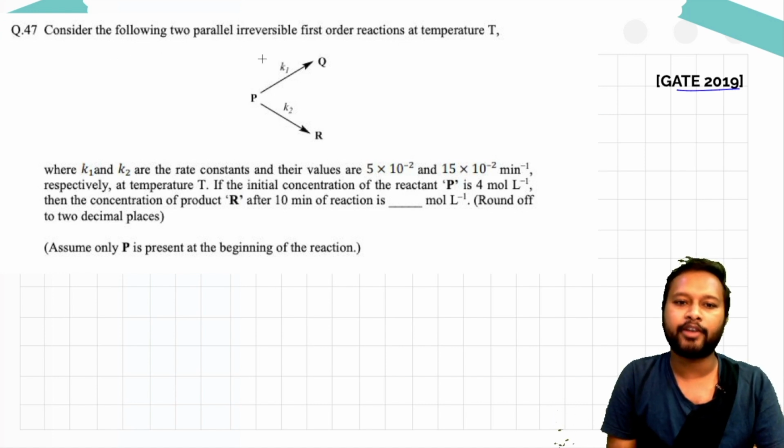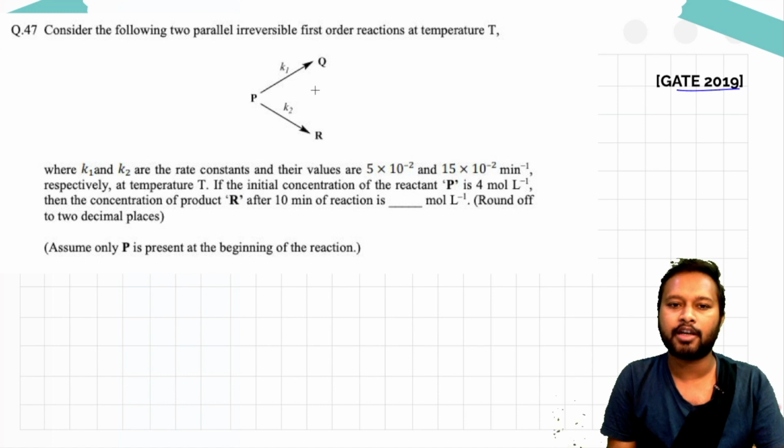It says consider the following two parallel irreversible first order reactions. P is the reactant which is getting converted into Q and R with rate constants K1 and K2 respectively. K1 is given to you as 5 into 10 to the power minus 2, and K2 is given to you as 15 into 10 to the power minus 2 per minute. At temperature T, the initial concentration of reactant P is 4 moles per liter, so the concentration of P is also given to you.